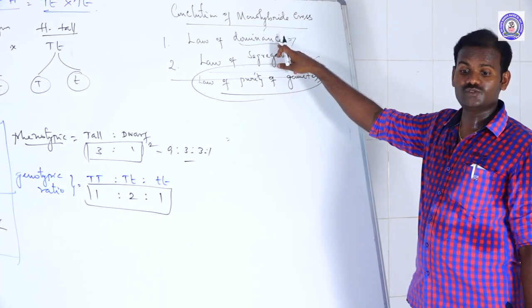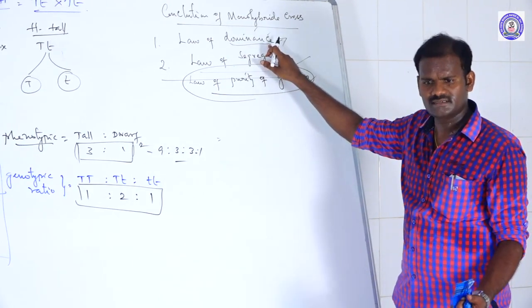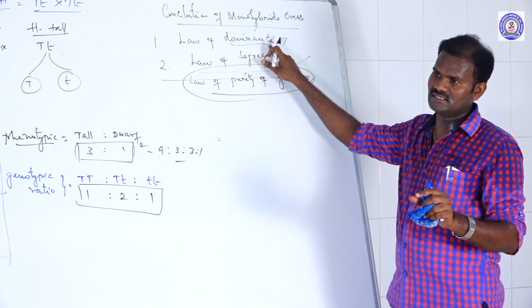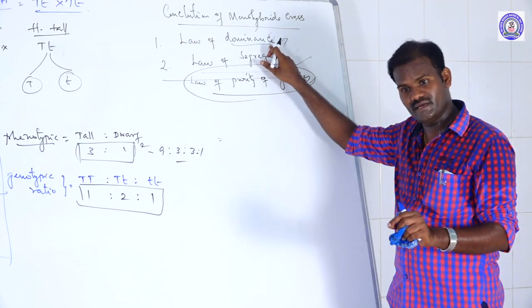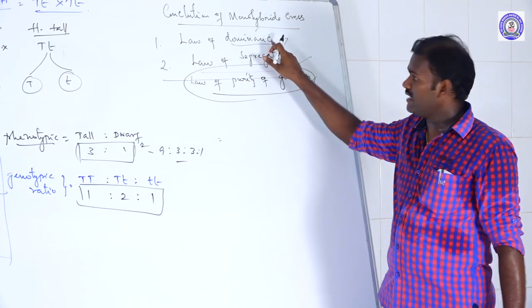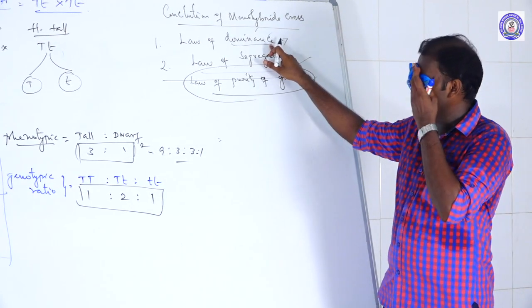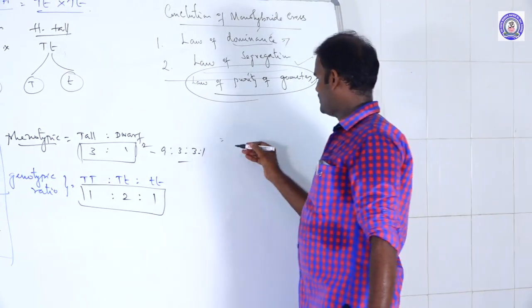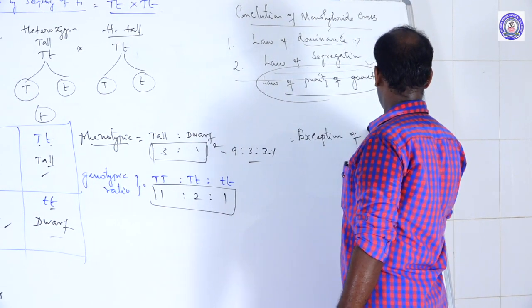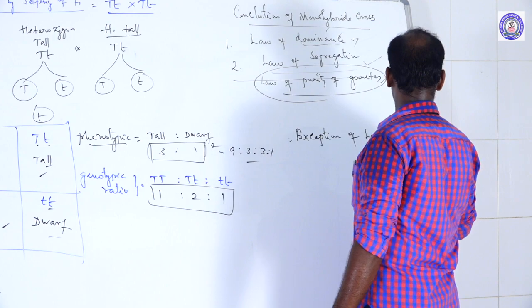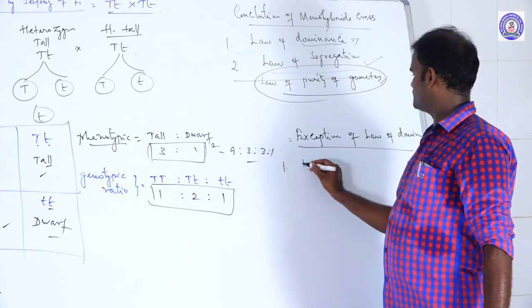There are some exceptions also in the law of dominance. Many scientists performed several experiments based on Mendel's concept. Some failure was also observed in many plants. There are exceptions to the law of dominance. What are the exceptions to the law of dominance? Certain exceptions. The first exception, incomplete dominance.